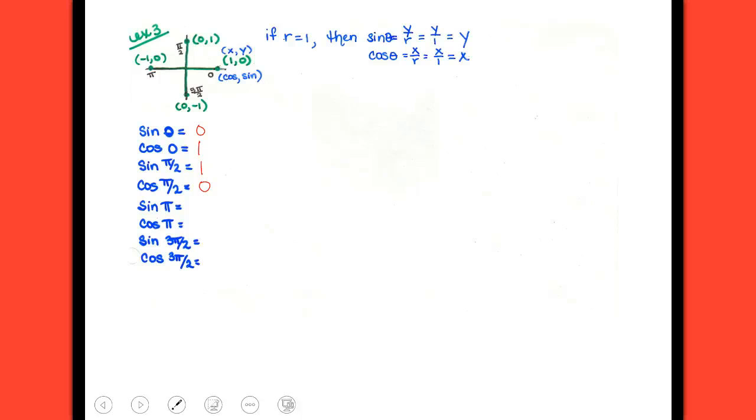All right, so what'd you get for sine of pi? Sine of pi. Is it the x value or the y value? Y. So what's the y value at pi? 0. How about cosine at pi? Good. Sine at 3 pi over 2? And cosine at 3 pi over 2? Good.